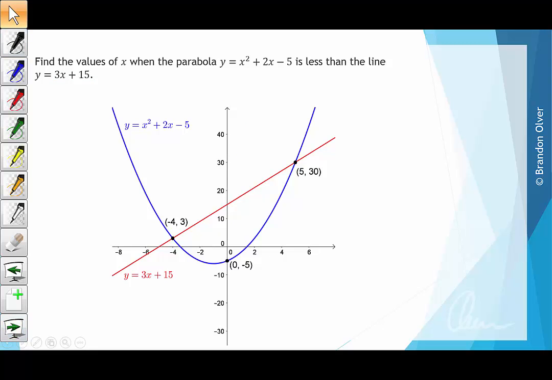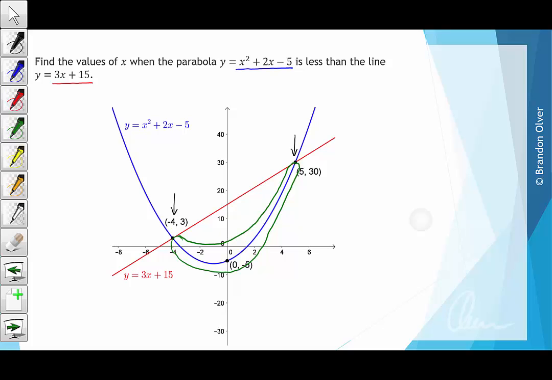So the next step in solving an inequation is to graph what we've got. So here we've got the parabola x squared plus 2x minus 5 graphed in blue, and the line 3x plus 15 graphed in red. So we wanted to find out when is the parabola less than the line, which occurs for all of this region here that I'm circling in green. So it occurs between the points of intersection here and here.